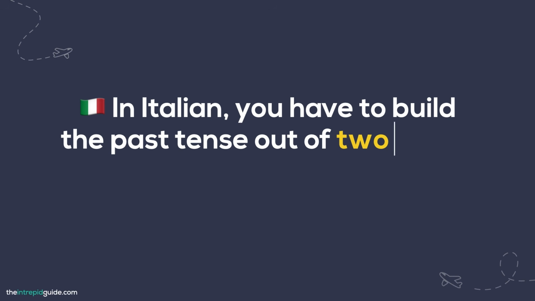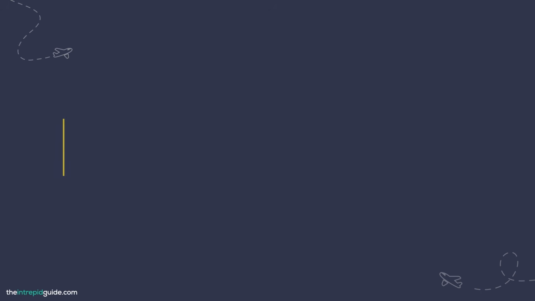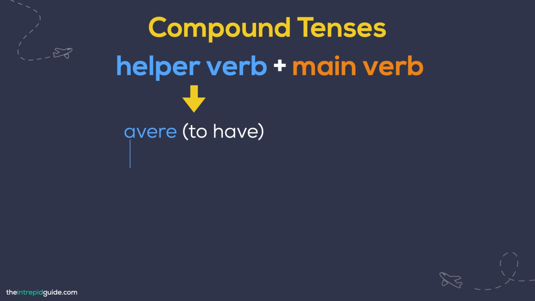You have to build the past tense out of 2 parts, a helper verb plus the main verb. I'm talking about compound tenses like the passato prossimo. This is the past tense that Italians use about 80% of the time. But there are 2 things that trip English speakers up. Now, the first challenge is choosing between the helper verb, which could be avere, to have, or essere, to be.